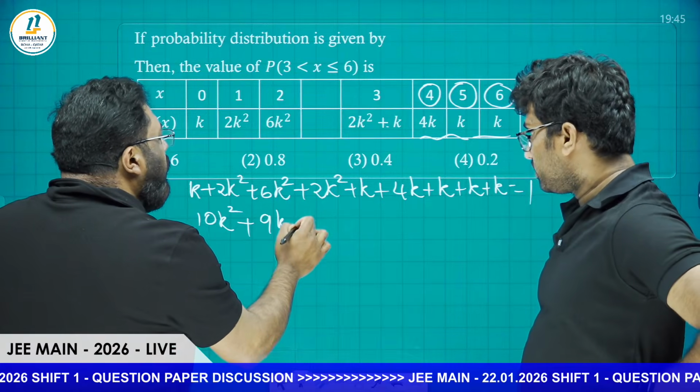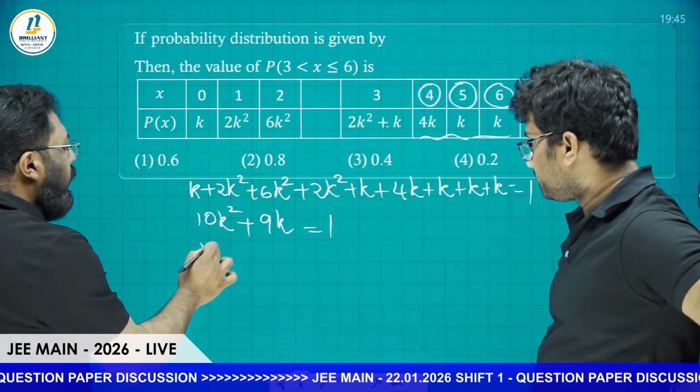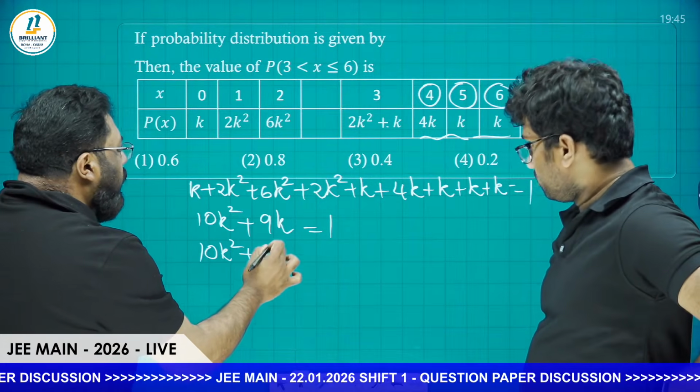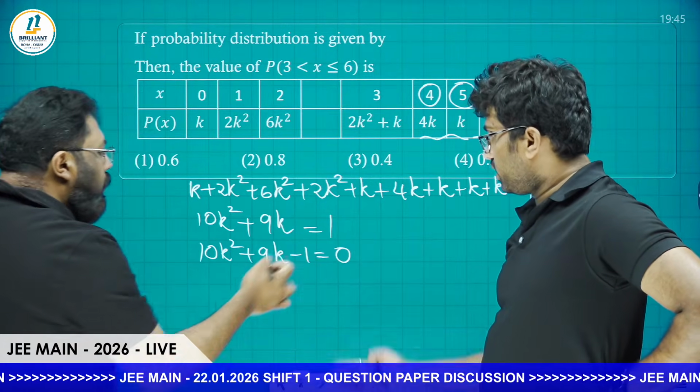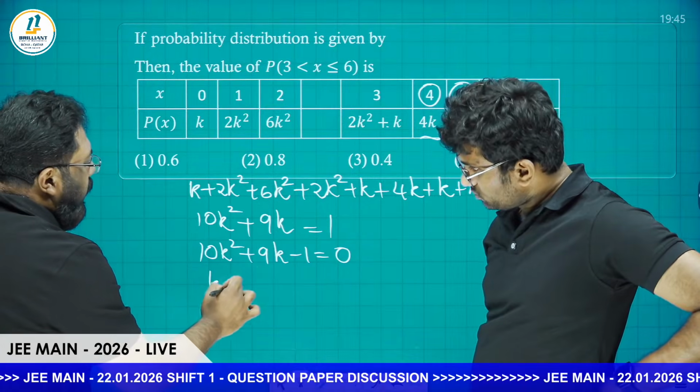9K is equal to 1. It's a quadratic equation: 10K squared plus 9K minus 1 is equal to 0. K equals 1 by 10. K is equal to 1 by 10, you got.